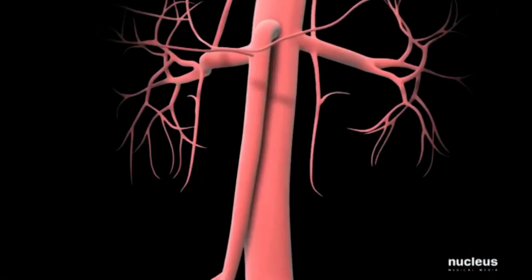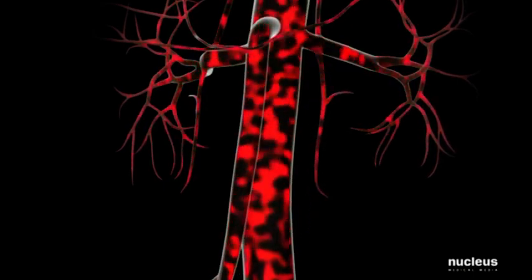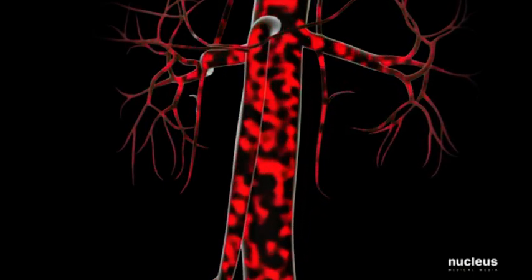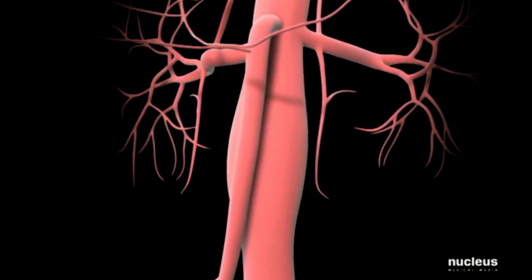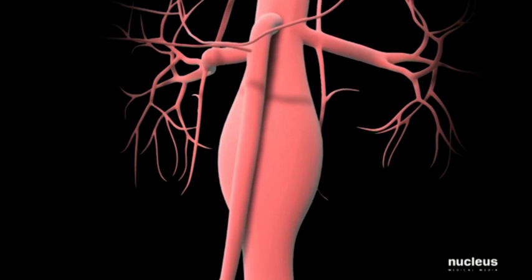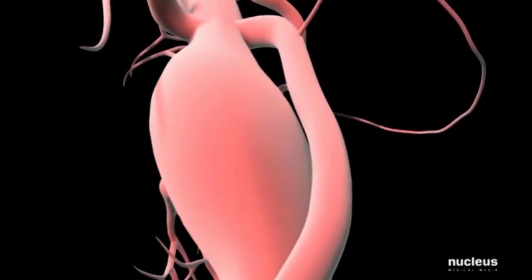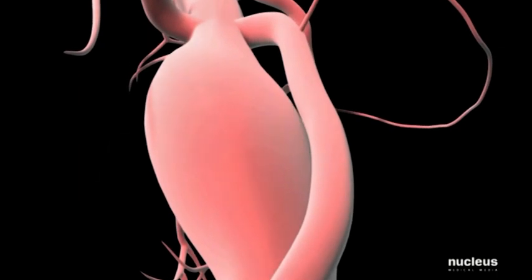legs. The aorta has a thick wall so it can withstand the high pressure of blood being pumped from the heart. Over time, the wall of the aorta may weaken, slowly bulging outward like a balloon. When this condition occurs in the abdominal region, it is called an abdominal aortic aneurysm.